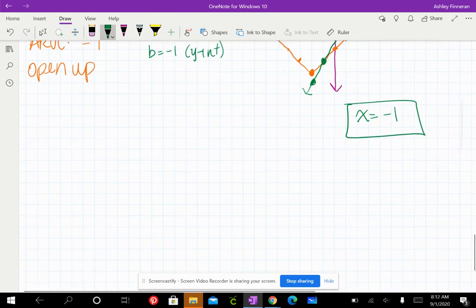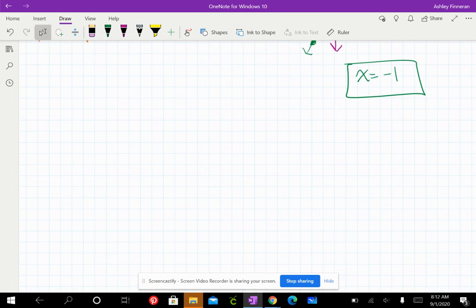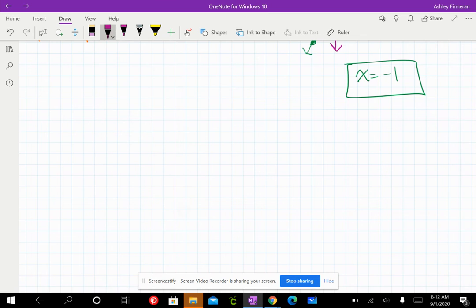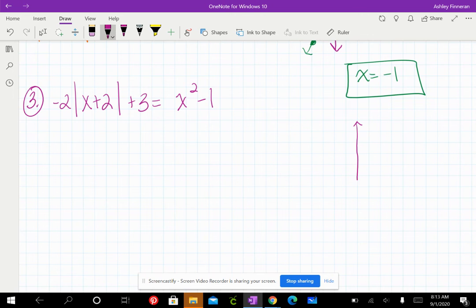All right, we're going to do one more. Number 3, we have -2 times the quantity x plus 2 plus 3 equals x squared minus 1. Obviously, you can see this is taking it up a notch. Now we have an absolute value equal to a quadratic, although it's a pretty simple quadratic. It's still a bit trickier just because it is a quadratic.